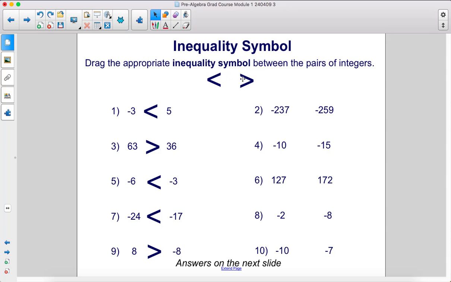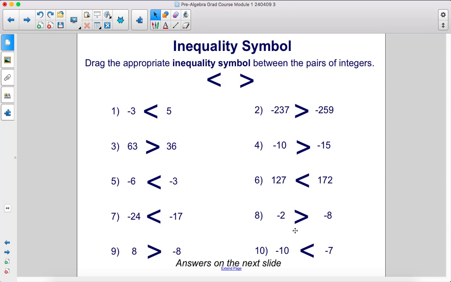-237 is greater than -259. The absolute value of this number is greater. 259 is greater than 237, but they're negative, which means this is more negative. It's a smaller number. -10 is greater than -15. 127 is less than 172. -8 is smaller than -2, and -10 is smaller than -7.